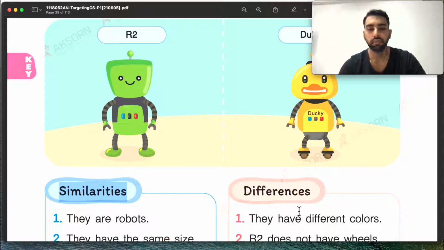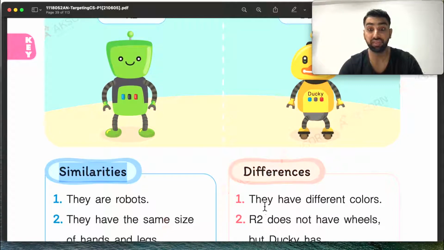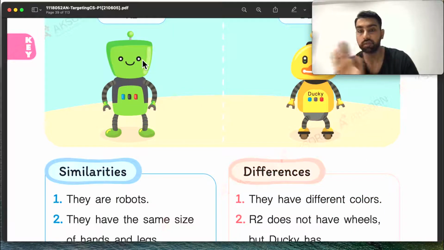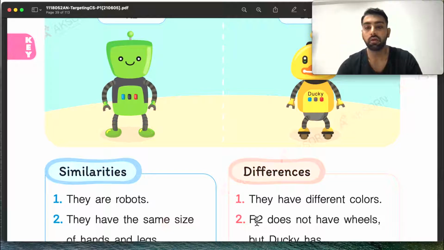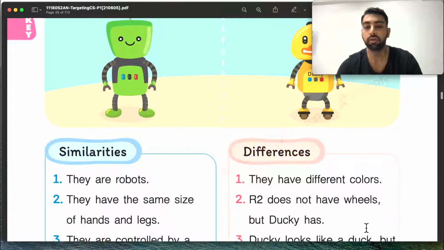Alright, now what are the differences? We can see they have different colors. This one is yellow and this one is green, so they are not the same. Number two, R2 doesn't have wheels, but Ducky has. Look here, its foot, it has no wheels, it has wheels. You can see it's not the same.